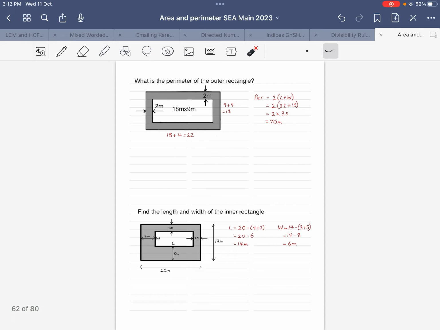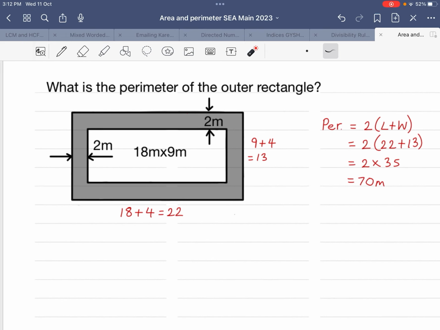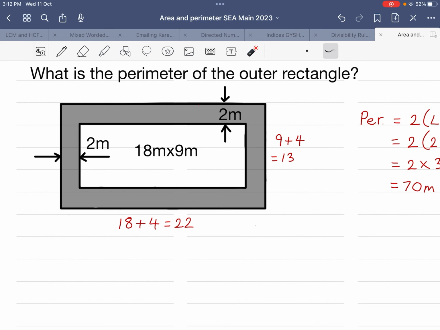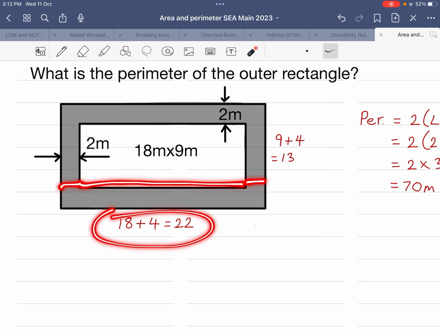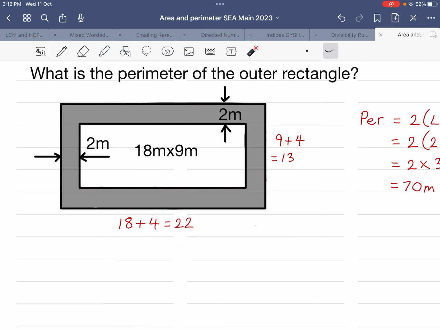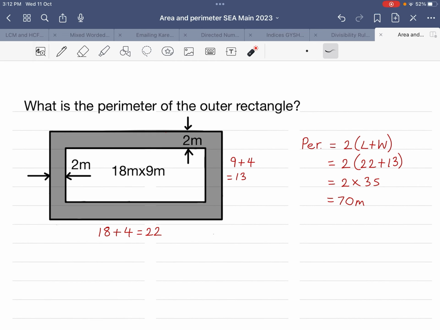Okay, that's correct. What is the perimeter of the outer rectangle? So we have a border of width 2 meters going all around. So if this is 18 meters by 9 meters, then 18 plus 2 plus 2, that's 18 plus 4 will give you 22. And similarly, 9 plus 2 plus 2, that's 9 plus 4, will give you 13. So that's 22 meters and 13 meters.